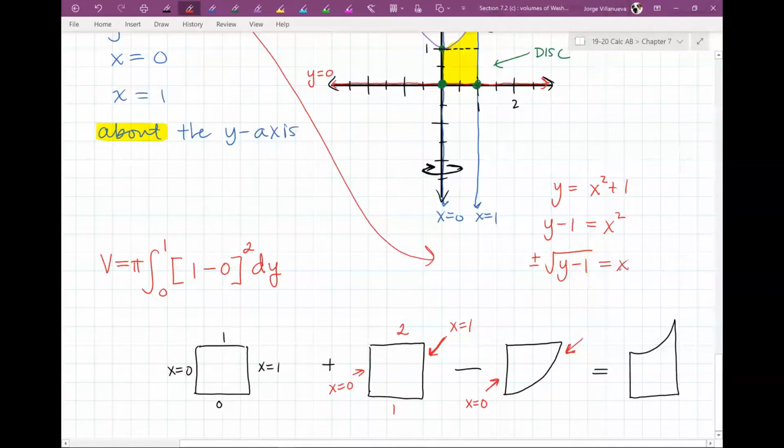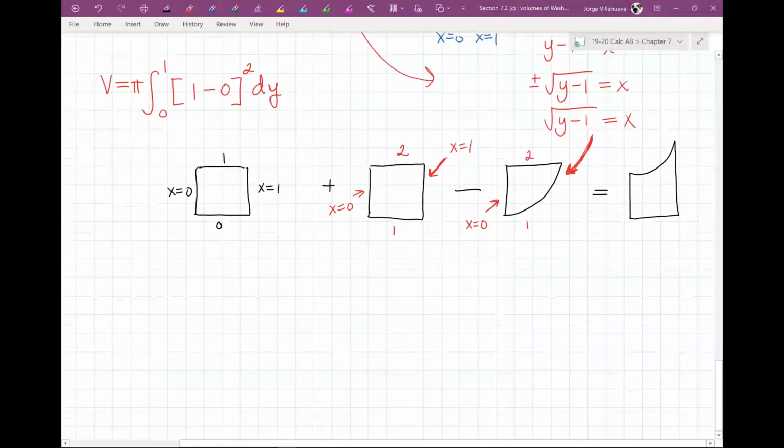Now, a parabola like that, you want to take the positive side so that you get the side on the right. Okay, so radical y minus 1 is equal to x. That's what goes right there. And then for us, it's going to be from 1 to 2 again. So we'll do this in two pieces. We'll do a disk and then we'll do a washer on the side.